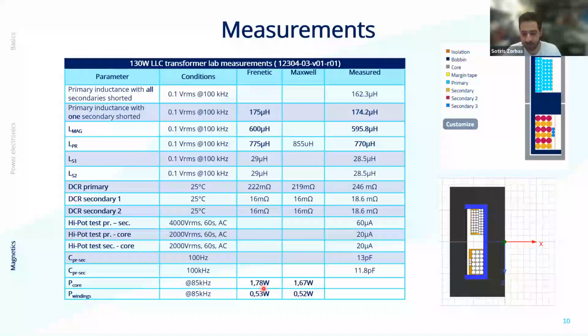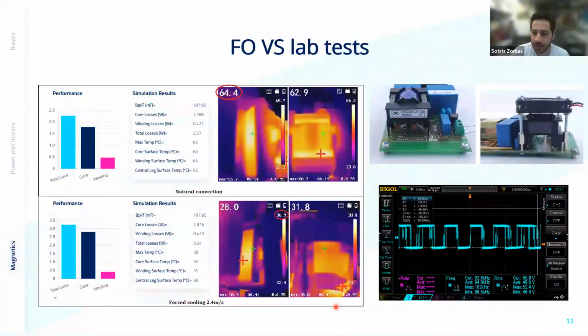Again, Frenetic 172 as core losses, 167 from ANSYS, and for the windings we got really close here at 0.53 and 0.52 watts respectively. And something final, you have probably seen that in the last newsletters, but just to show you the real thing is right here. This is the transformer under test. If you take a look at that number up here, this is the green cross.